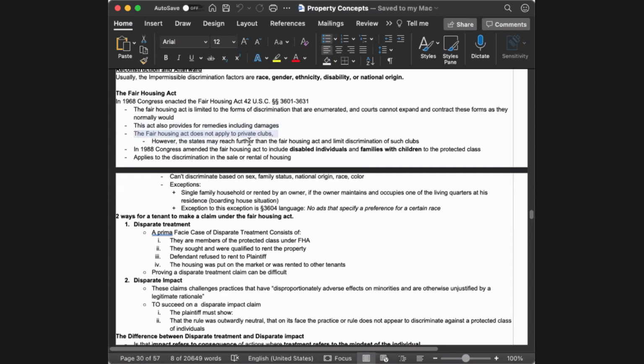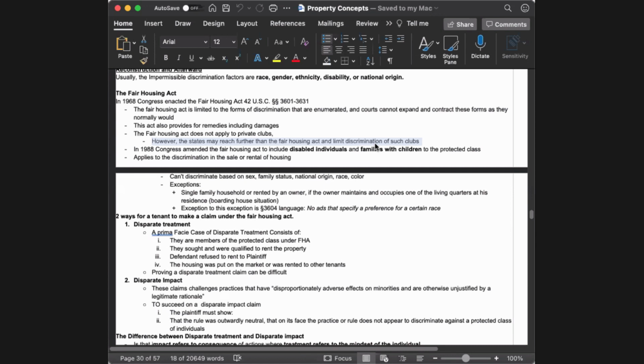The Fair Housing Act does not apply to private clubs. However, the states may reach further than the Fair Housing Act and limit discrimination by such clubs. So this is just to say that if you have a private housing club, this particular federal act does not limit the ability of those groups to discriminate on the basis of race, ethnicity, disability, national origin, or gender.